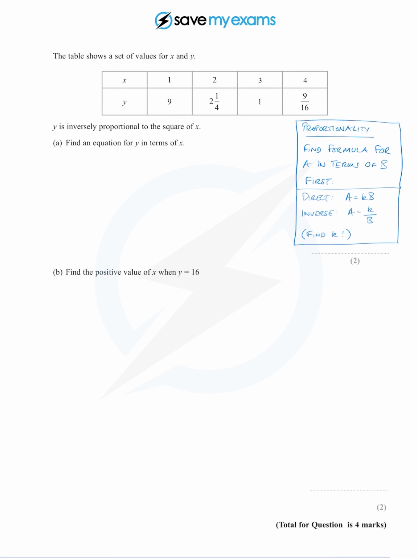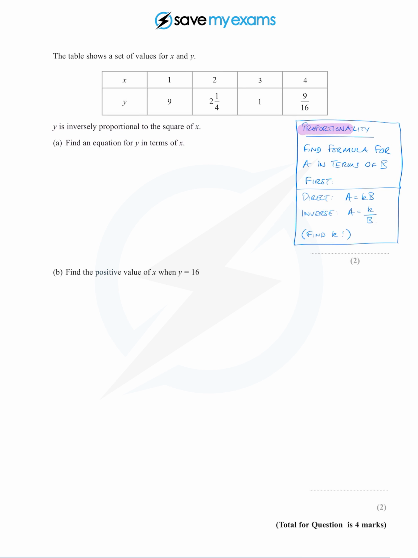Okay, so we've got a table showing a set of values for x and y. Here are the x values. Here are the y values. Okay, we'll not worry too much about those. Let's see what the question says. Y is inversely proportional to the square of x. And they want us to find an equation for y in terms of x.